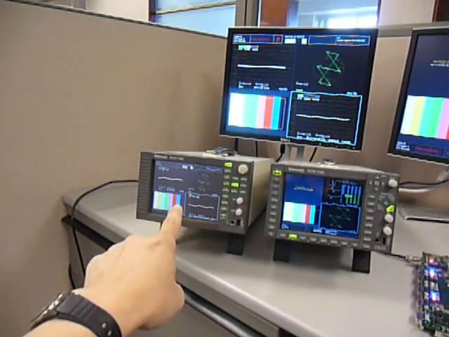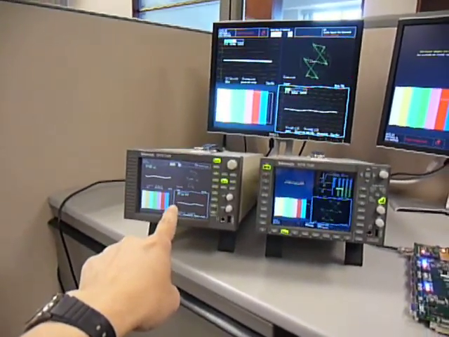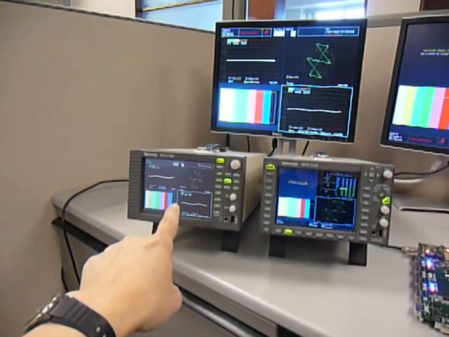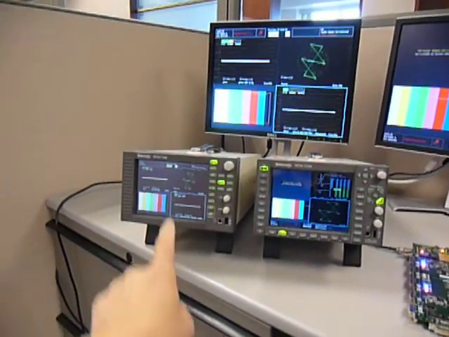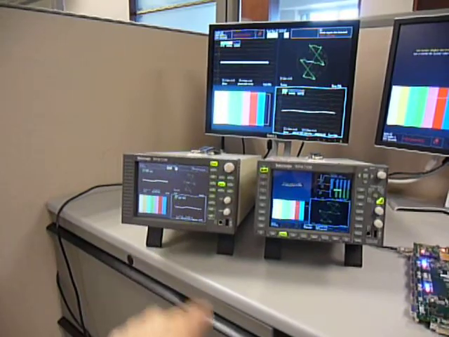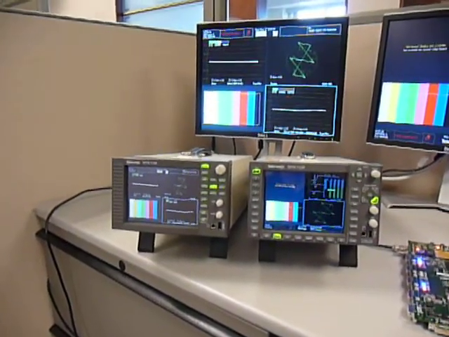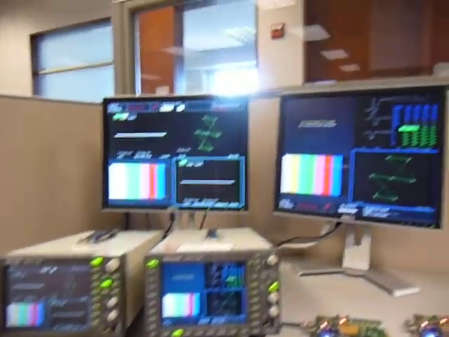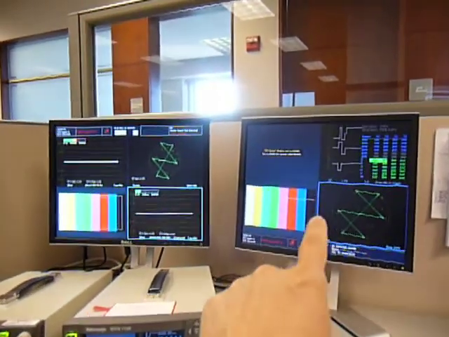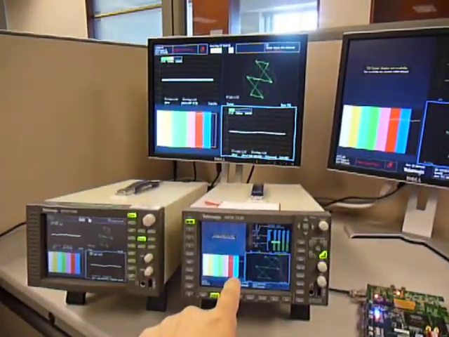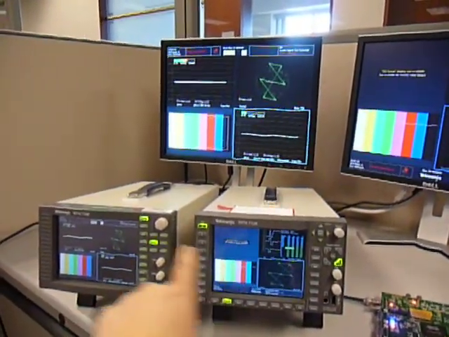This monitor will measure SD and HD jitter. However, it will not display the video for 3G. We also use two LCD monitors connected to the Tektronix waveform monitors.